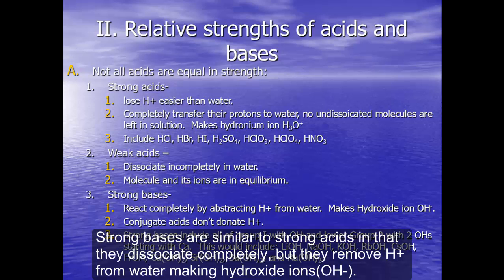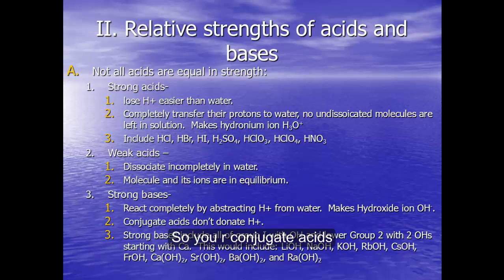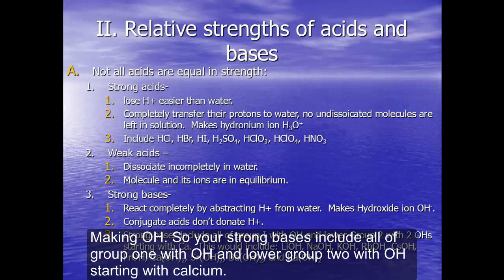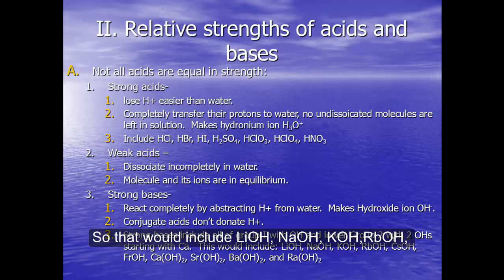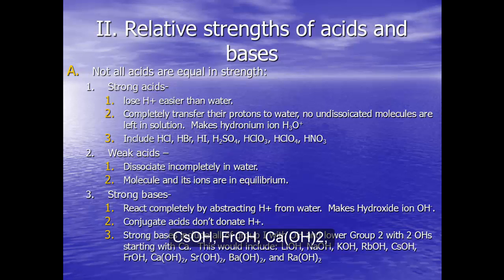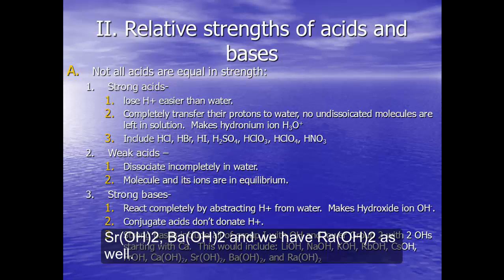Strong bases are similar to strong acids in that they dissociate completely, but they remove H+ from water, making hydroxide ions. So your conjugate acids don't donate H+ in this case. They actually are making OH-. So your strong bases include all of group 1 with OH and lower group 2 with OH, starting with calcium. So that would include lithium hydroxide, sodium hydroxide, potassium hydroxide, rubidium hydroxide, cesium hydroxide, francium hydroxide, calcium hydroxide, strontium hydroxide, barium hydroxide, and radium hydroxide as well.